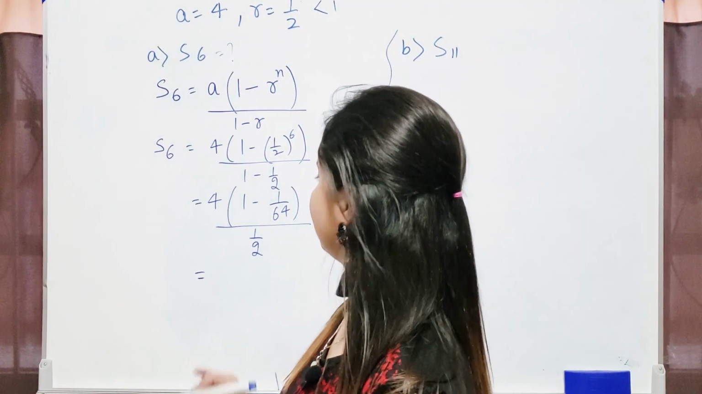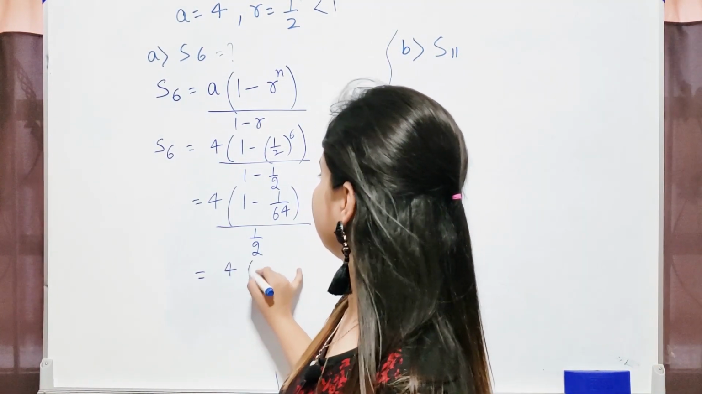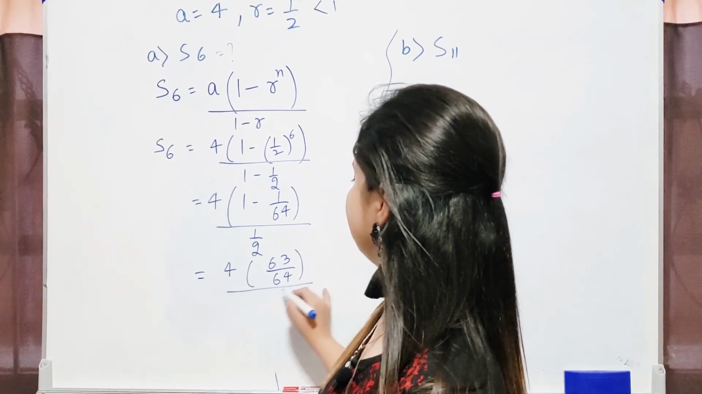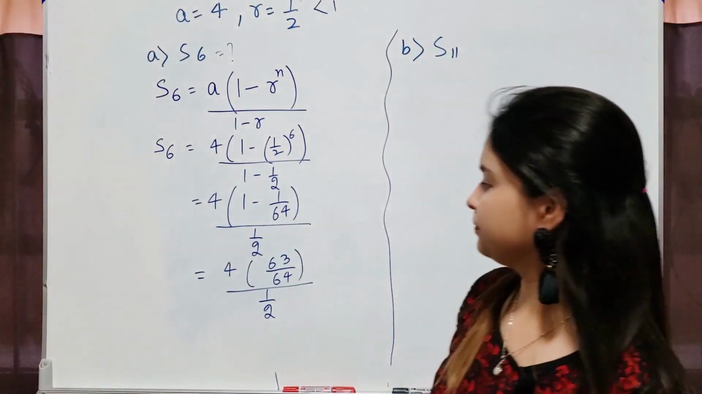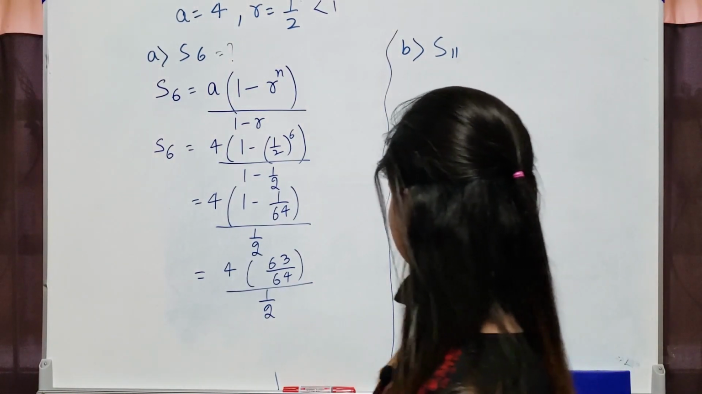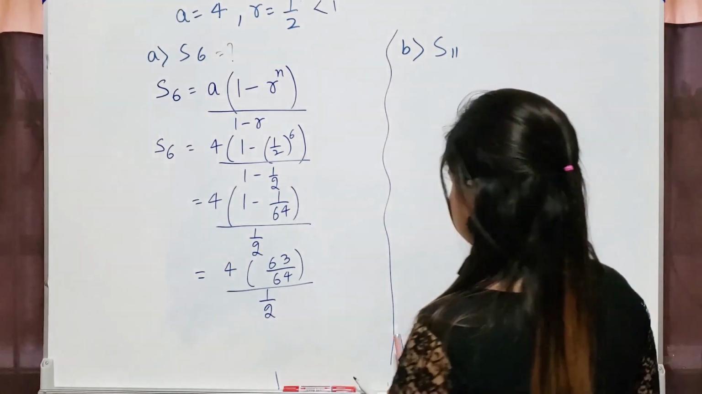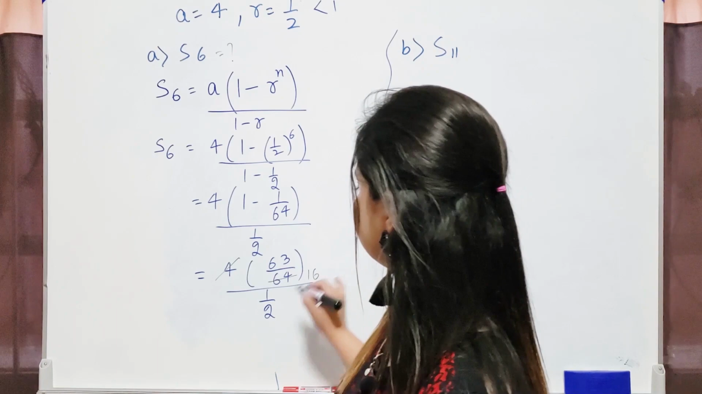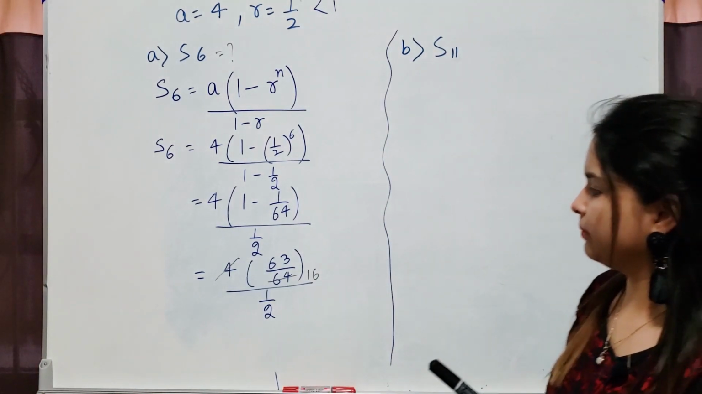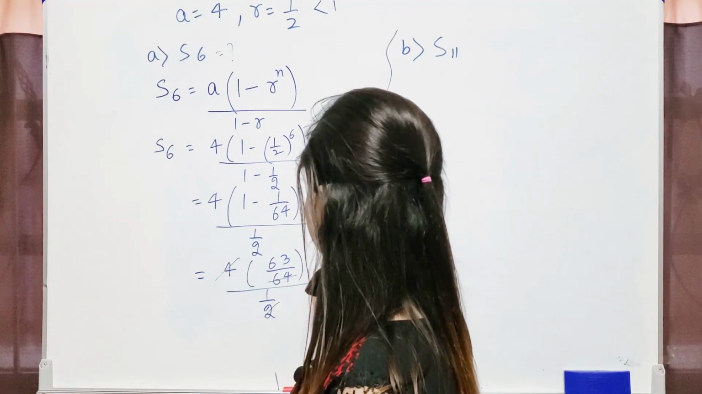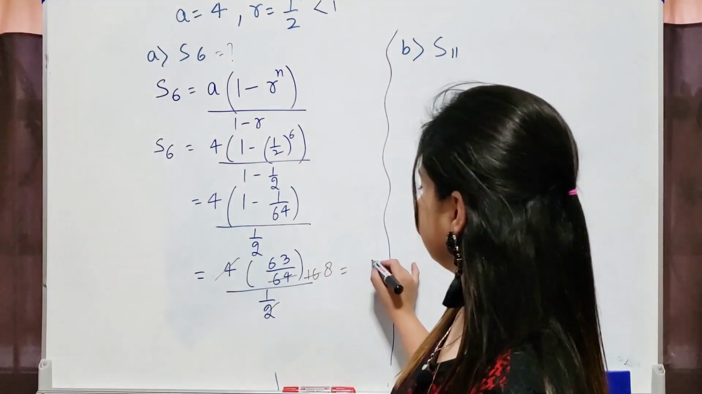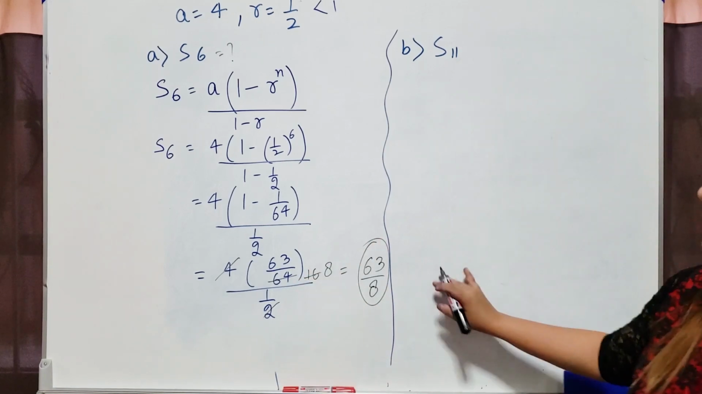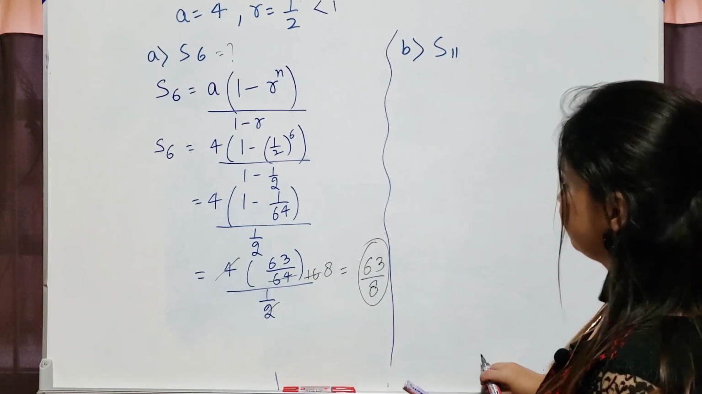Simplify this. You will get 4 times 63 over 64 divided by 1 over 2. Cancel the common terms. This will be 63 over 8. Similarly, I can find S11.